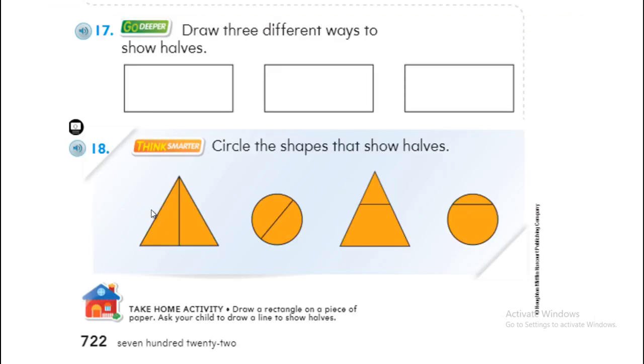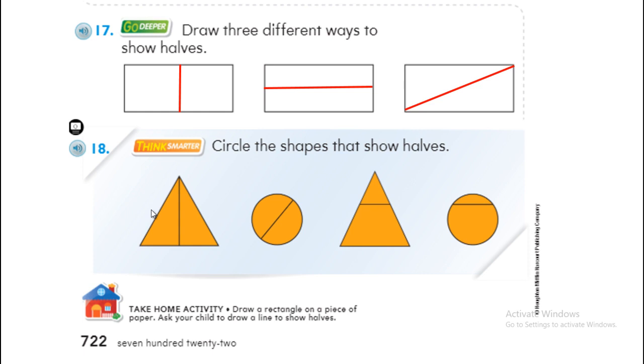Now the next question. Draw 3 different ways to show halves on this rectangle. I started by putting one line in the middle of the rectangle vertically like this. In the second one, I drew the line horizontally. And in the third one, I connected corner to corner to show two equal triangles inside the rectangle.